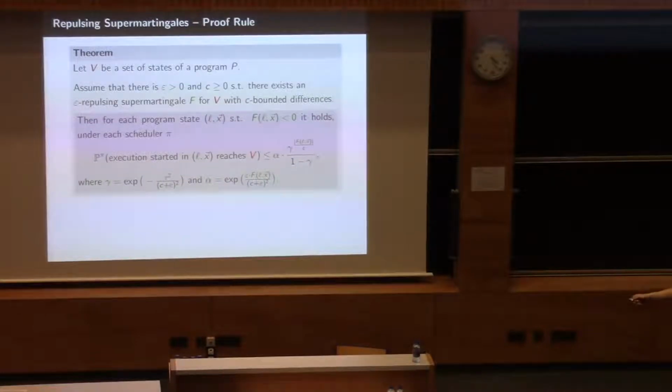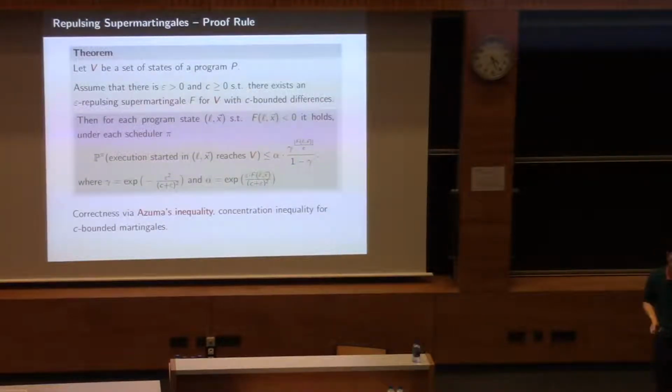This formula is quite messy, but the point here is that these terms alpha and gamma are always numbers strictly between 0 and 1. So the further away the initial value of the supermartingale is from 0, the better bound you get here. The correctness of this rule stems from a certain concentration inequality, which is called Azuma's inequality. But I would like to stress that there are other layers above this theoretical core in the proof. It's not just a simple application of this inequality.